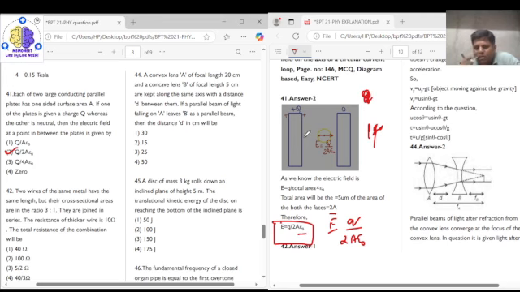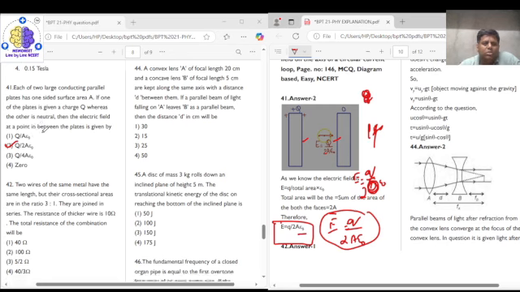See, we know that E is equal to Q upon A epsilon naught, and this A is the total area. So this A is 1 and 2, so 2A. Now we write it as 2A, and this formula becomes E equals Q upon 2A epsilon naught, which is option 2.